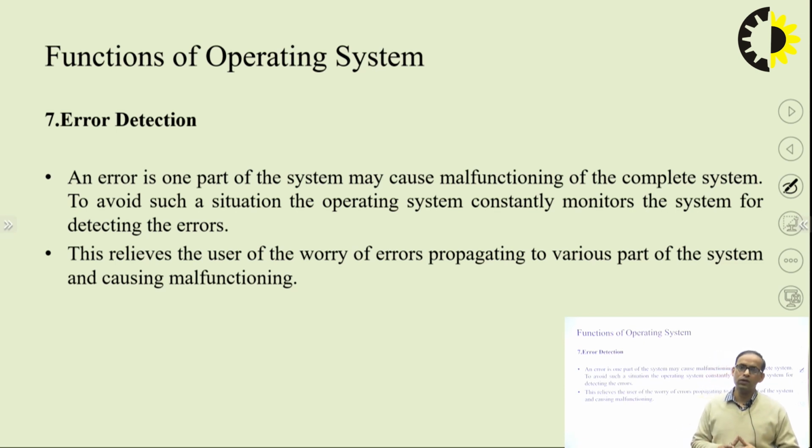This is also a function of the operating system: it monitors your computer system during the working, and if there is any kind of error, whether a hardware failure, unavailable files, or any other error, then the operating system provides a suitable error message to the user, so that the user can take appropriate action to resolve that particular error.